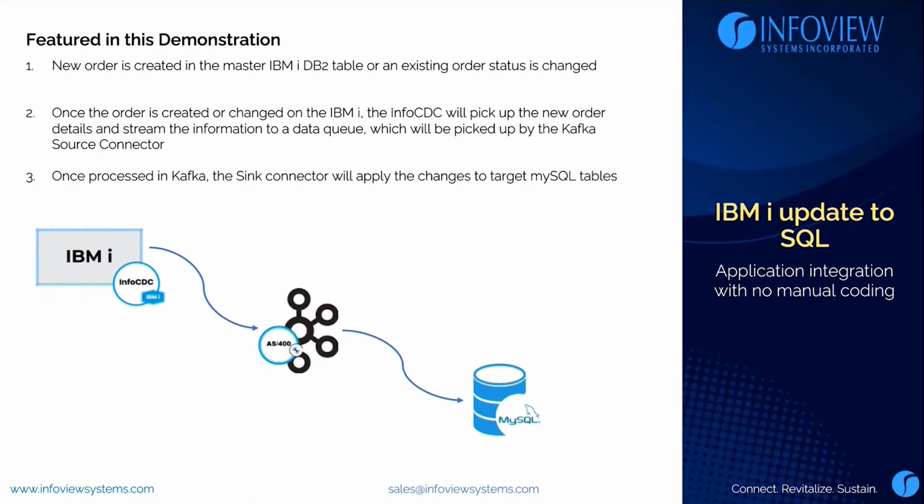In this demonstration, new orders will be created in the master IBMI DB2 table, where each order will be given an order name and quantity. Once each order is created, the InfoCDC will pick up new orders and stream them into a data queue, which will then transfer them to the Kafka source connector. After being processed by Kafka, the sink connector will stream them to their final destination, which in this scenario will be MySQL tables.